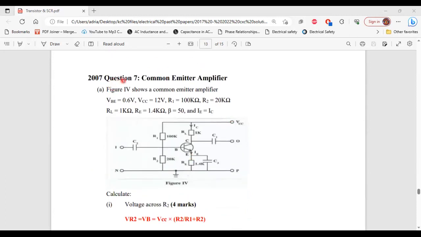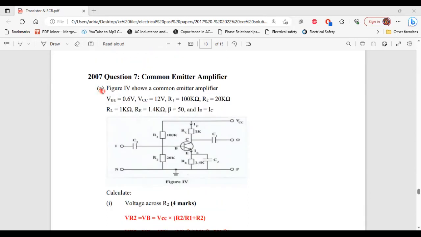So this is question 7 from the 2007 pass paper. Part A says figure 4 shows a common emitter amplifier. So this is figure 4, the common emitter amplifier.